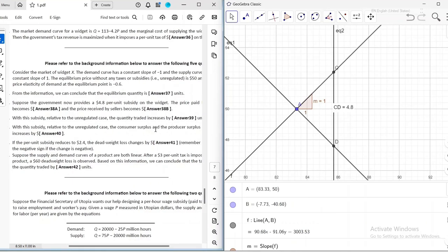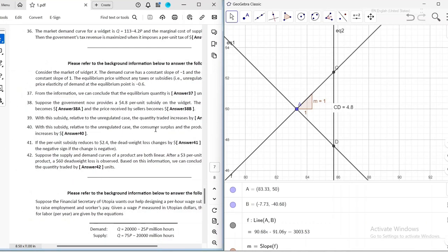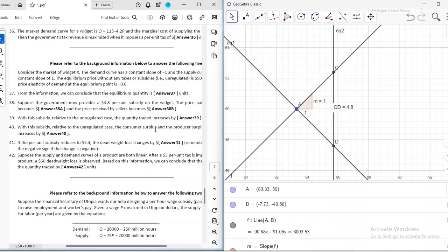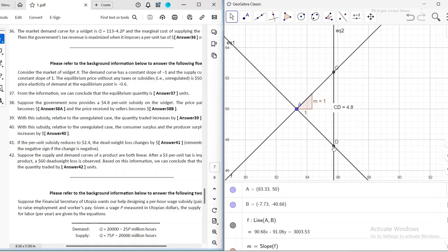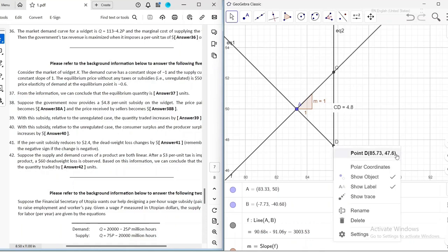Now you are asked to calculate the price paid by the buyers as well as the price received by the sellers. Since this is the supply curve, you can right click at this point and you can see the price is 52.39. So this is the price received by the sellers. Now what is the price paid by the buyers? Similarly on the demand curve, you can right click on this point and this is 47.6. So this is the price paid by the buyers.